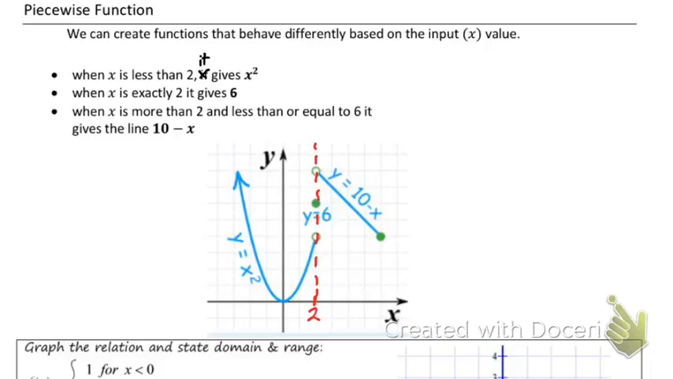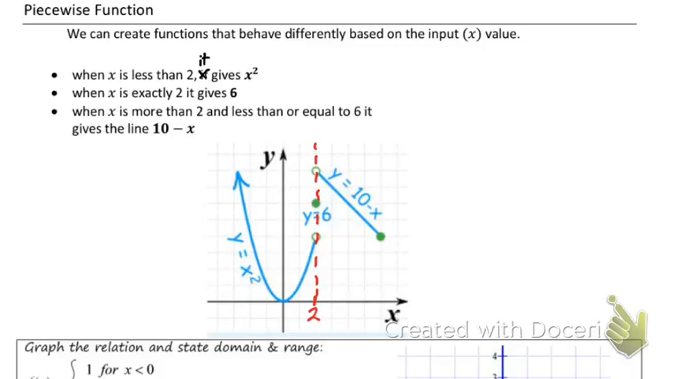Note that it says strictly less than, so that's why I do an open dot. Just like Nick was saying, I'm excluding that one point. Well, our next thing says when x is exactly 2, it gives us 6. So when x is 2, I better have a solid dot at 6.